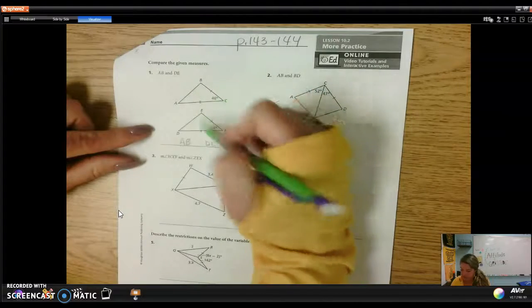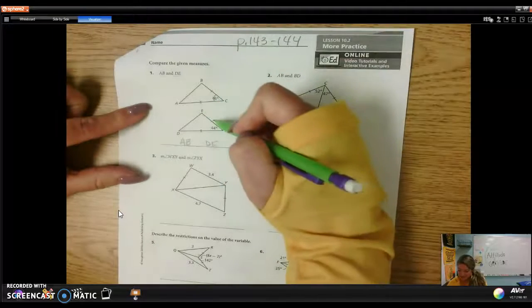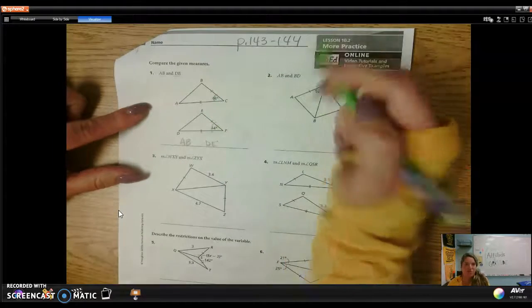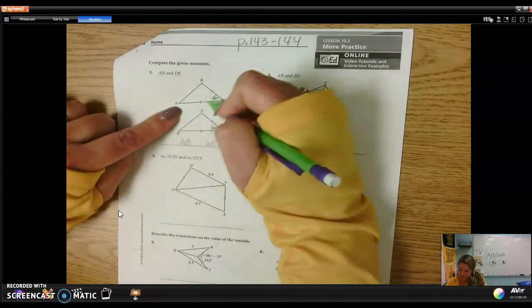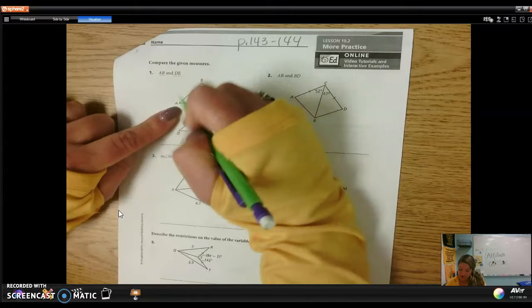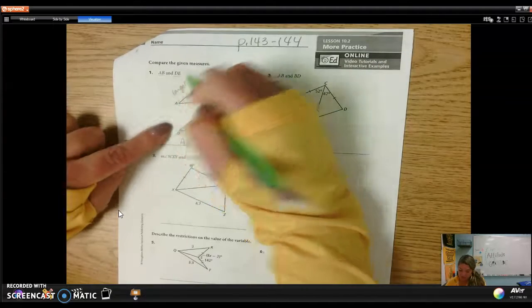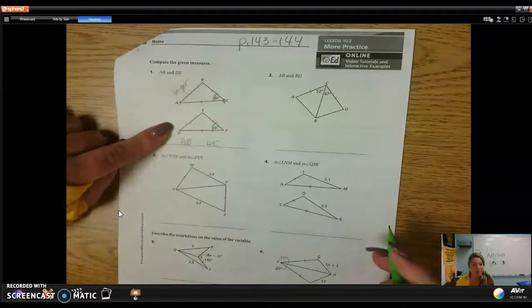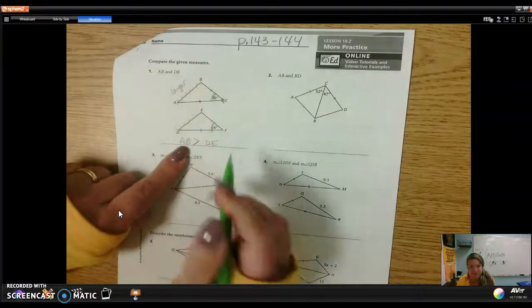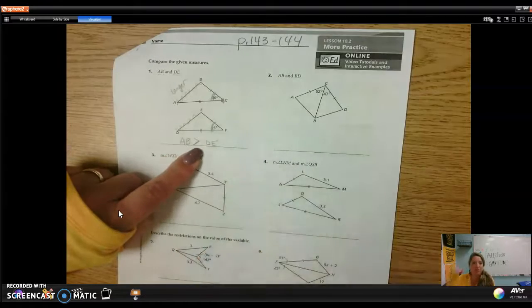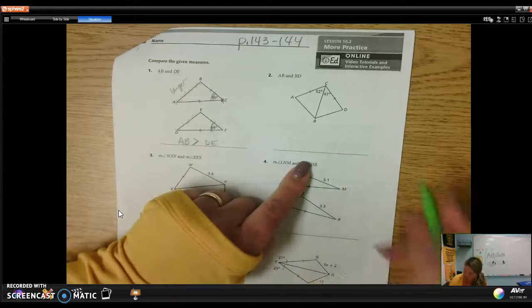If we look at our picture, we have side, angle, side marked, side, angle, side marked. So according to the Hinge Theorem, if this was a hinge, 46 is bigger than 44. So this opening is going to be larger or longer than this opening. The symbol that you're going to put in the middle is a greater than sign. Remember, AB is larger, and so the symbol should be opening up to the AB. Okay? All right, let's do that with number 2.